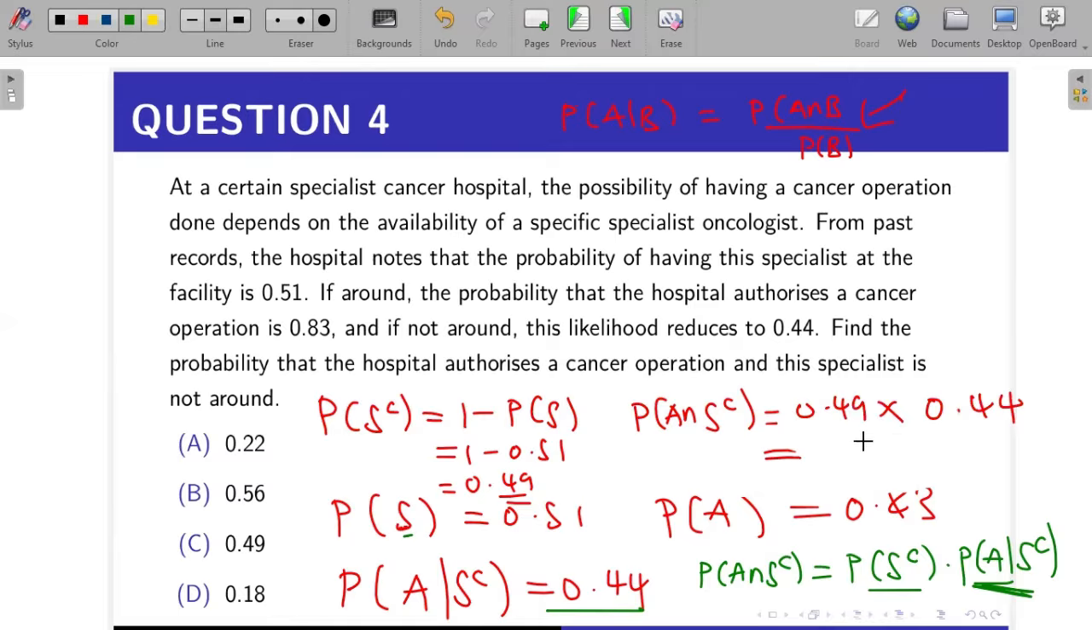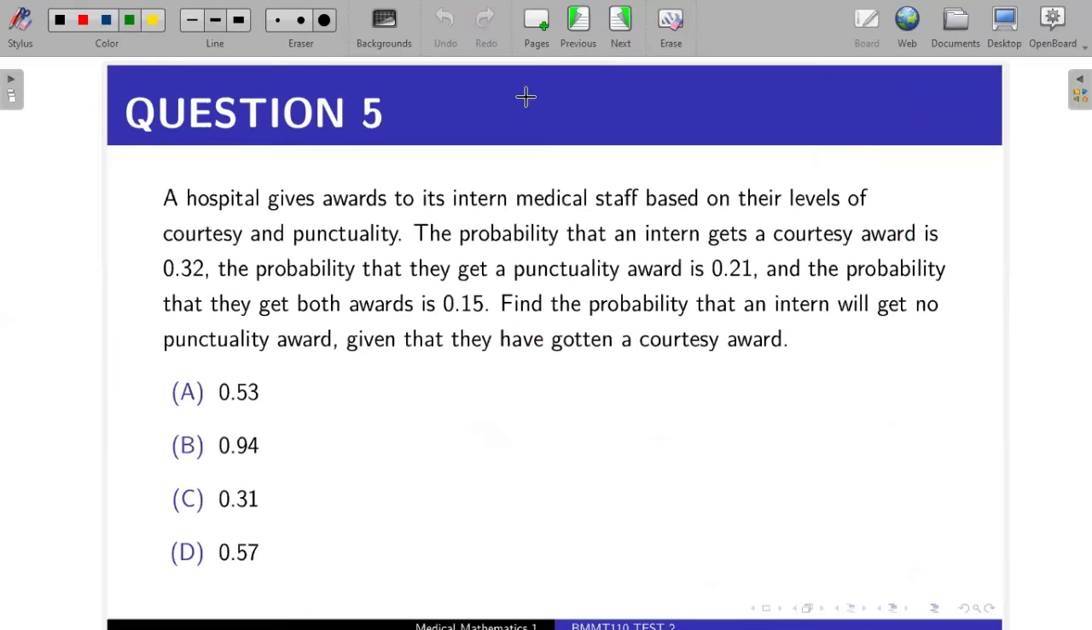This gives me 0.2156. Okay, so I can round this off to two decimal places. I get 0.22, like this. So you can see that's the option on A. So we pick option A as our best answer. Okay, so any questions there? Okay, so if there are no questions, I'll move to question 5.